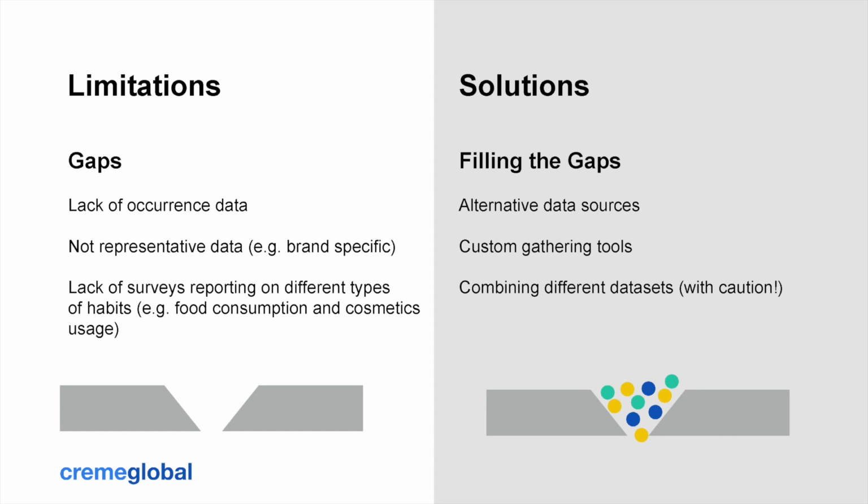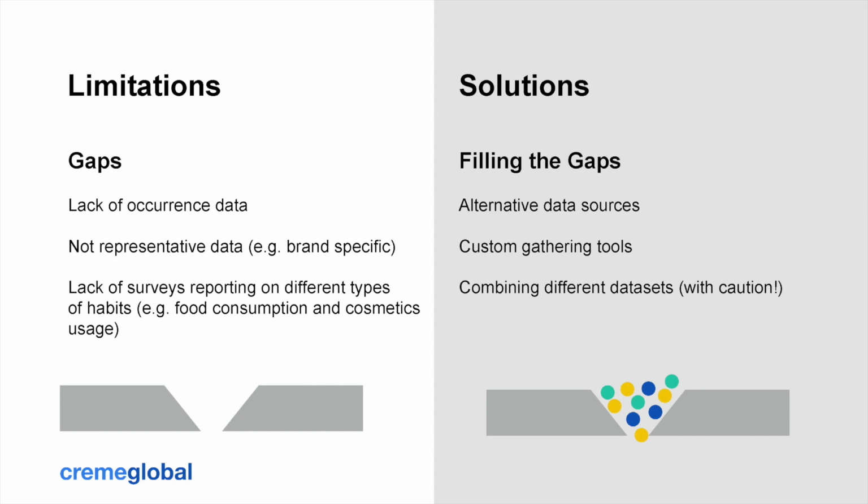Another type of data limitations are data gaps. A common problem in the food safety assessment is lack of occurrence data. This happens when we have the distribution of the concentration of the chemical, but we don't know whether this chemical is present in every single product. Another limitation is data that's not representative. For example, if we have brand-specific data, it might not be representative of the whole market.